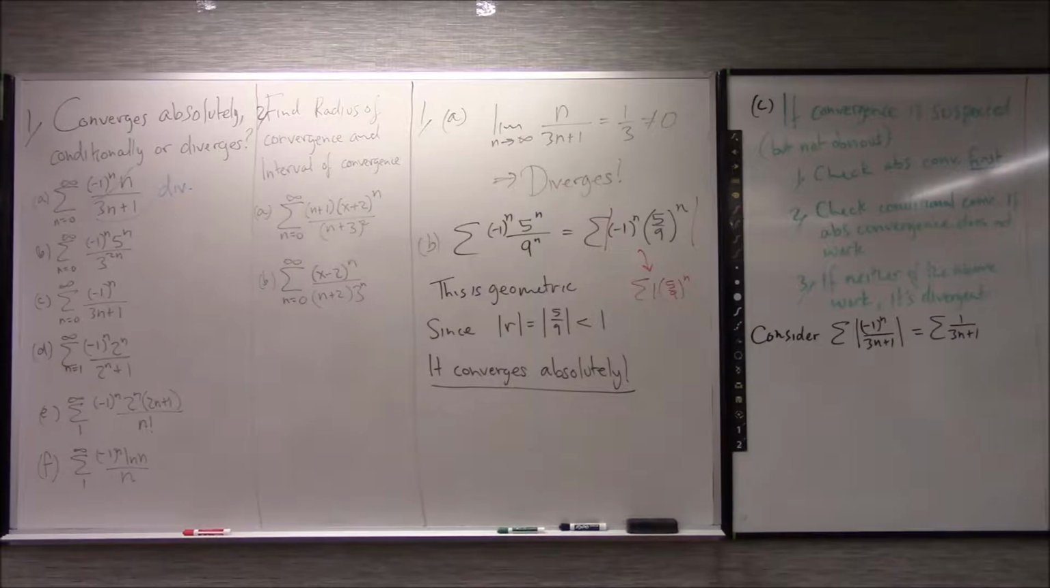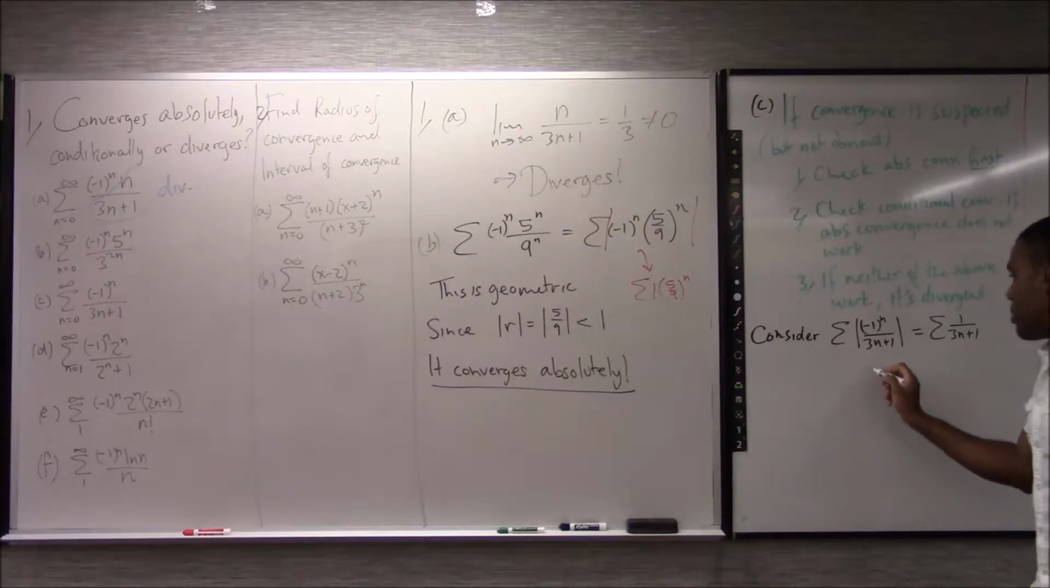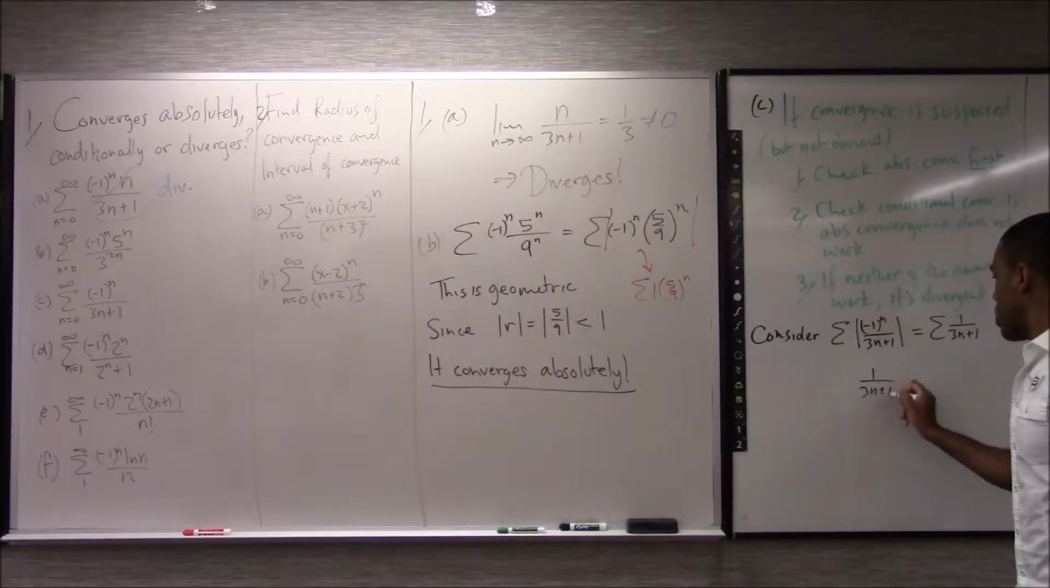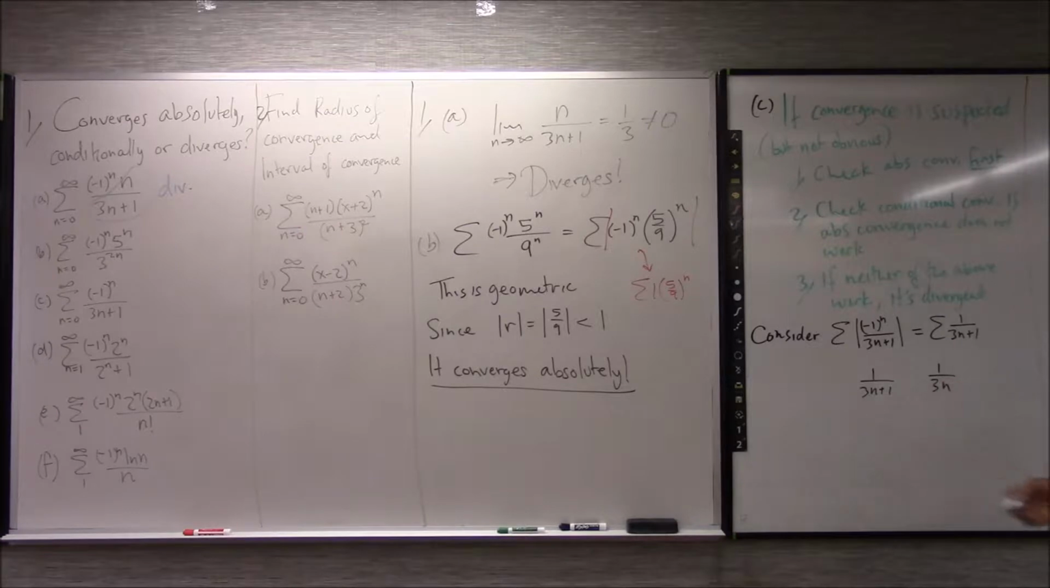Well, I compared it to 1 over 3n. What would the comparison be here? Which way would the inequality sign go? If you're comparing 1 over 3n plus 1 to 1 over 3n, who's bigger? Isn't it 1 over 3n, because when the denominator is smaller, the fraction is bigger? Yes, so this guy is actually bigger.